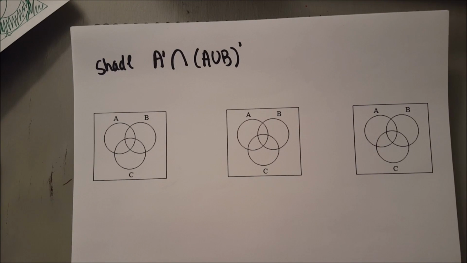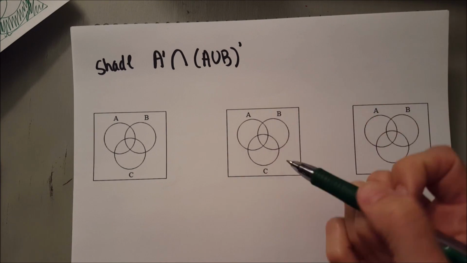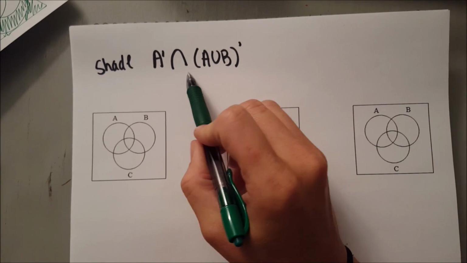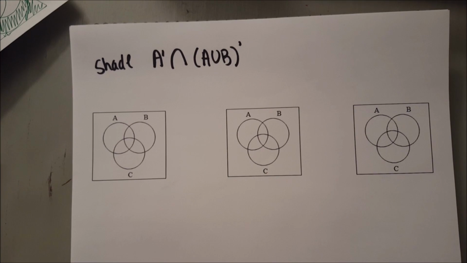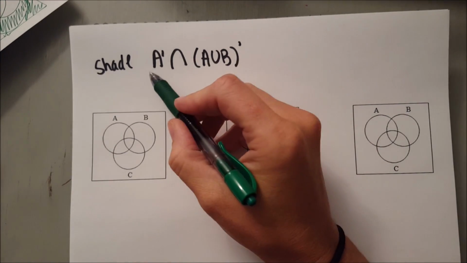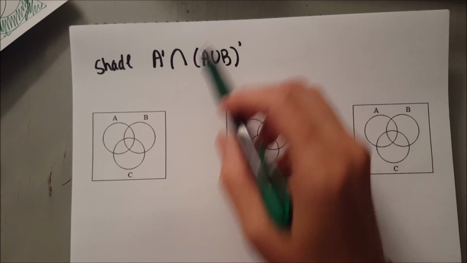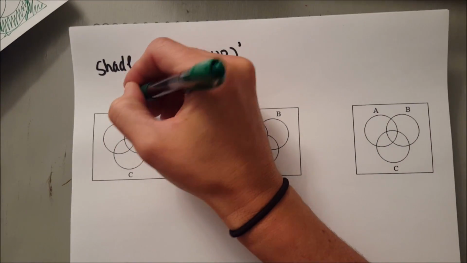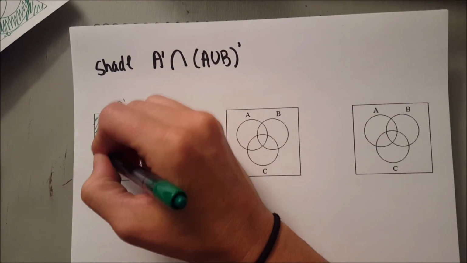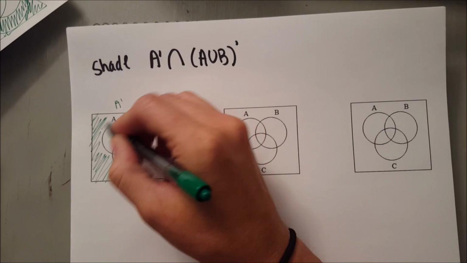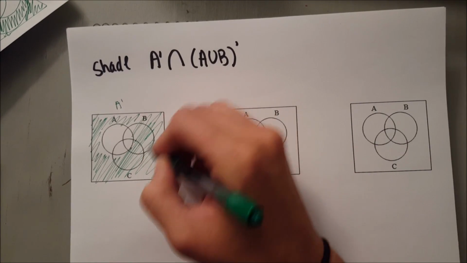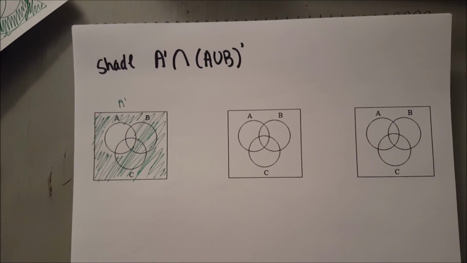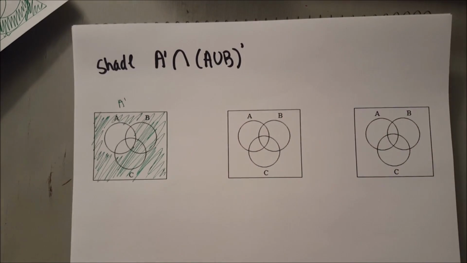Okay, let's try this one. So again, I've got 3 sets. A complement intersect with A union B complement. So the complement of A union B. All right, let's break it down. Let's figure out what A complement is. So first, A complement, everything but A. Once again, in green, everything but A. Okay? Easy enough.